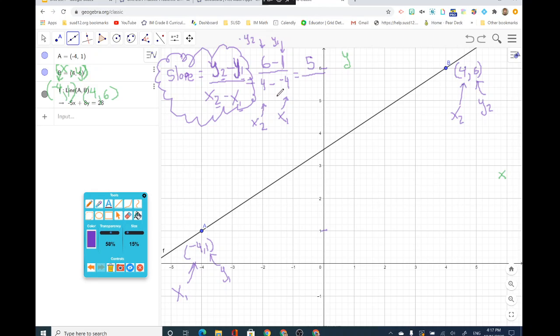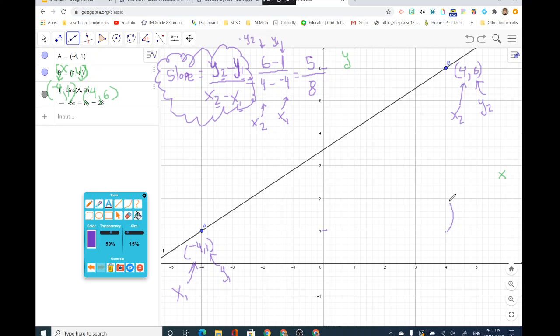So what is 4 minus -4? When you minus a negative, or when you subtract a negative, you actually add on that value. So 4 minus -4 is 8. The slope is 5 over 8. Let's double check that that makes sense. Has it gone up 5 units for every 8 units over?